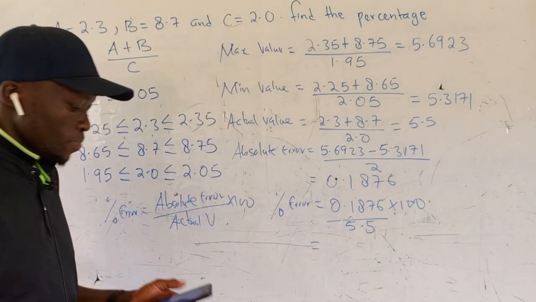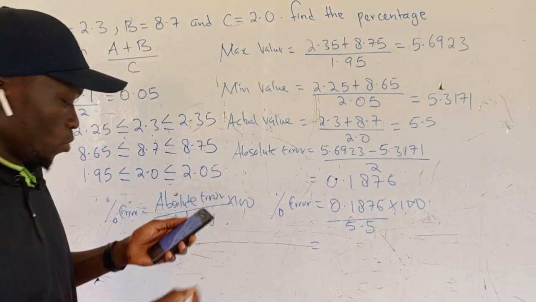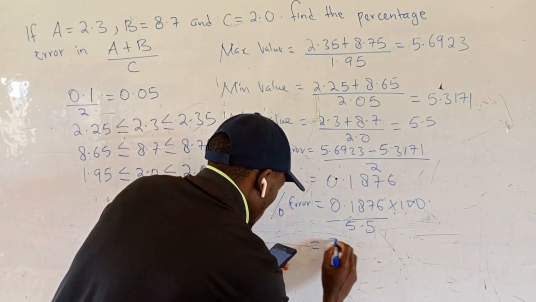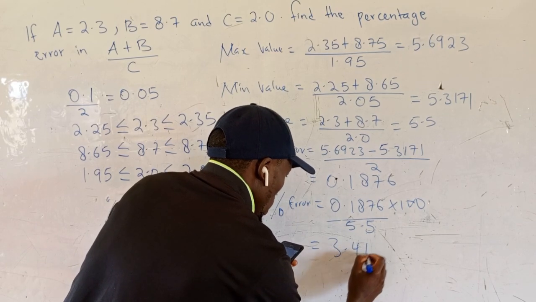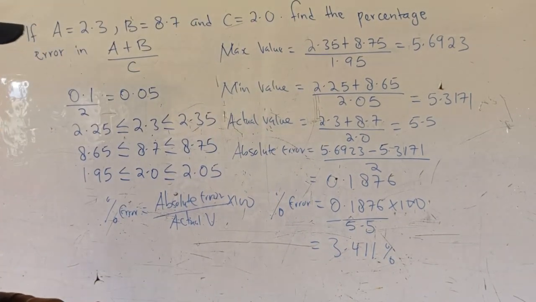When you do this one, again, if you punch these values in your calculator, you're supposed to get 3.411%. And that is how you tackle that question.